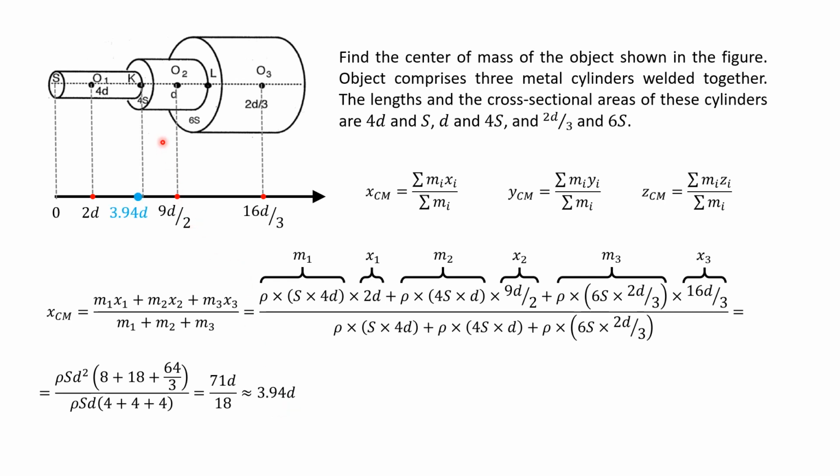So what is the center of mass of this object then? Well, it's right before the point where the first cylinder ends. From here to here is 4D. So the center of mass is going to be somewhere here, right before point K. It's going to be between O1 and K, very close to the point K, right? So this is the answer for this problem. And I hope this is clear to everyone. Thank you.